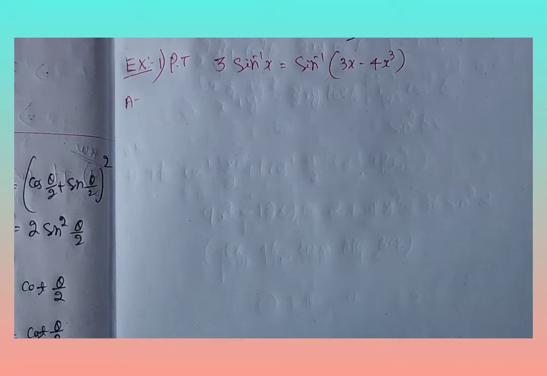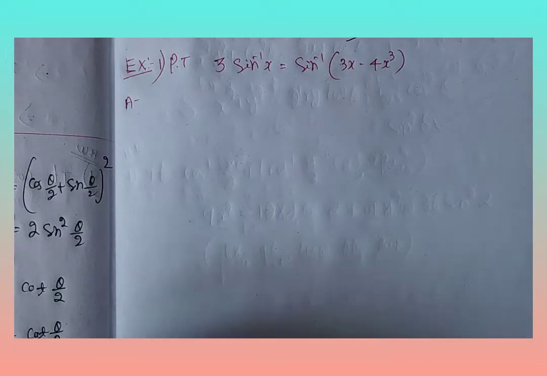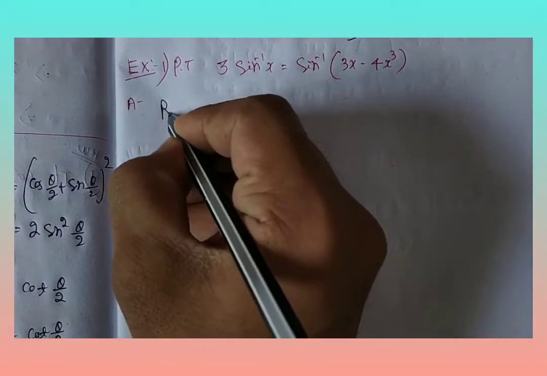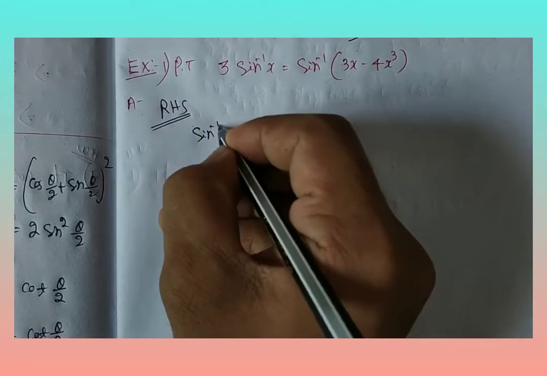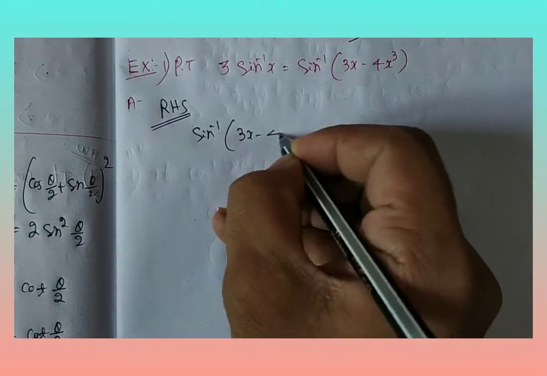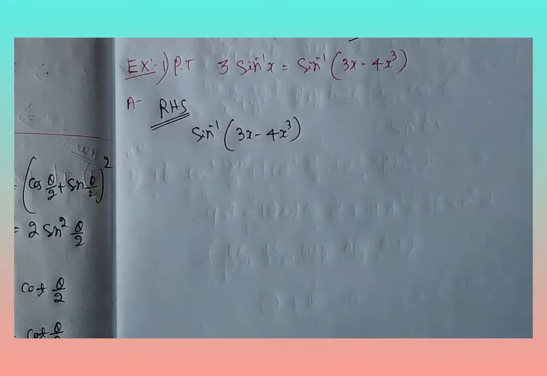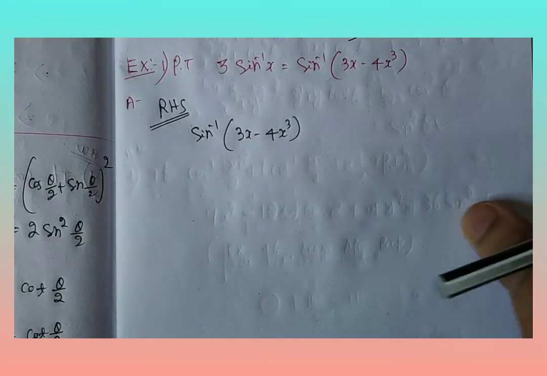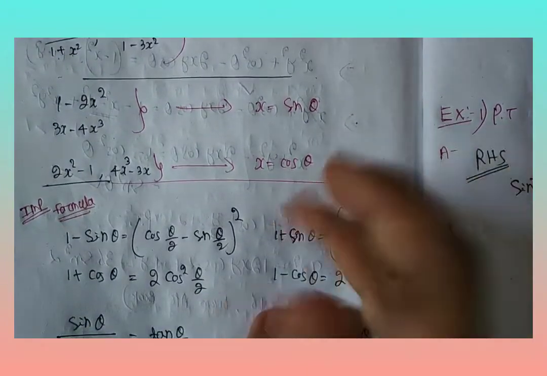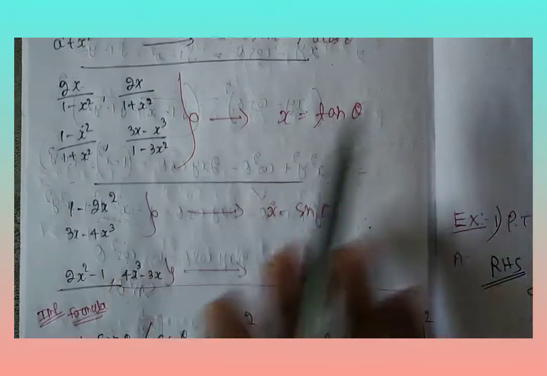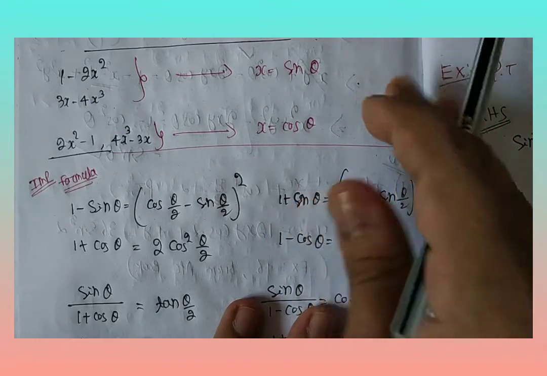Question number 1. Prove that 3 sin inverse x is equal to sin inverse of 3x minus 4x cube. First, take the right hand side: sin inverse of 3x minus 4x cube. Last class, we discussed some formulas and tricks also. Look here.